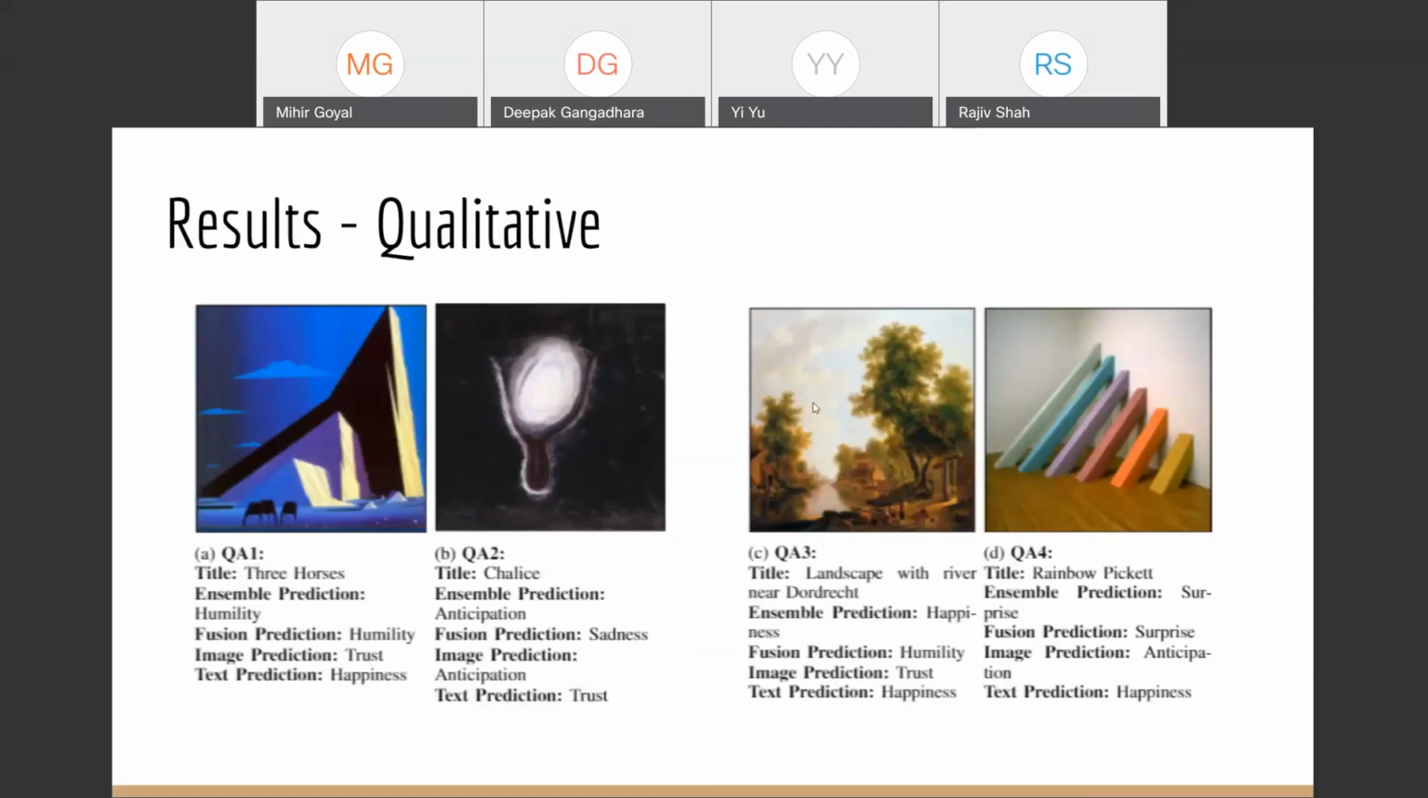Now, as a look at our qualitative results, we can see in the first photo that the ensemble and the fusion actually predict the correct emotion, while the other two modalities can't. While in the second photo, we can see the title, which is Chalice. Now, Chalice itself doesn't betray the emotion that the image may evoke, but the image does help with the true label. Similarly, we have the other two photos with the text modality, and finally, none of them predicting it right, the fusion predicting it right again.